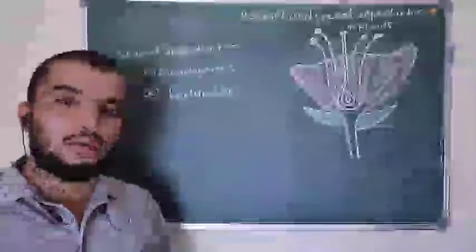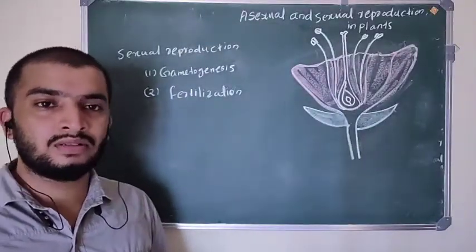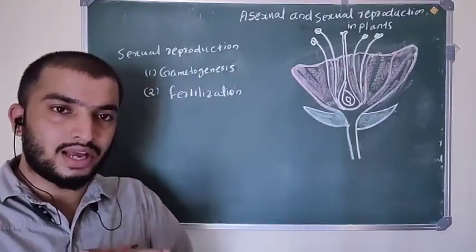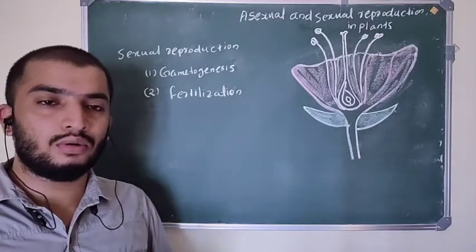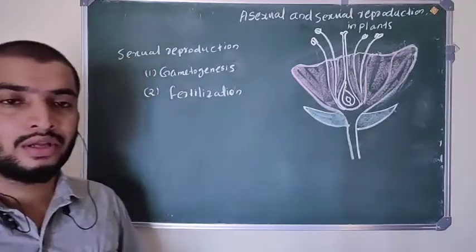Next we are going to discuss sexual reproduction. So what is meant by sexual reproduction? Sexual reproduction means the male gamete and female gamete fuse and develop into a new organism or new plant. That is called sexual reproduction in the case of plants.